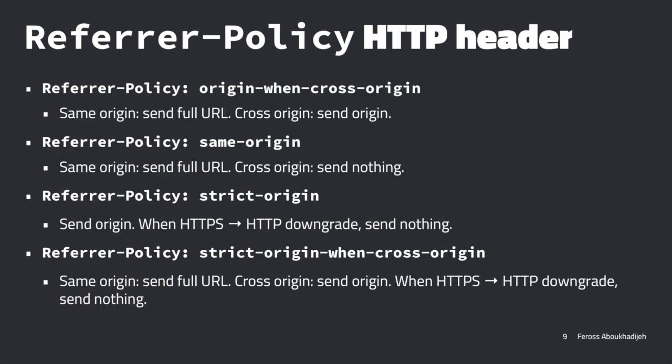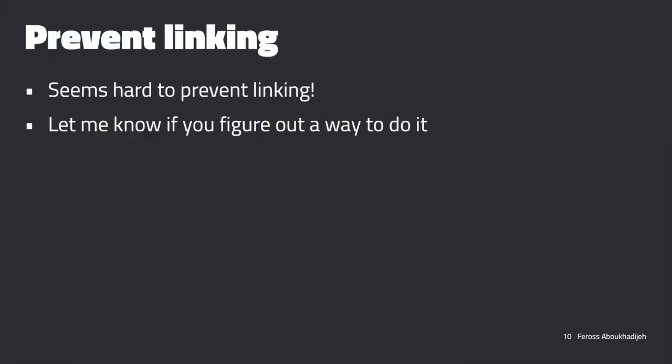So they can't learn how users are flowing through their site. And so there are options where you can say, you know what, send the full URL when we're on the same origin, but send nothing to other origins, and things like that. There are these different trade-offs you can make. OK. This isn't that important. You can look at it if you ever need to use it.